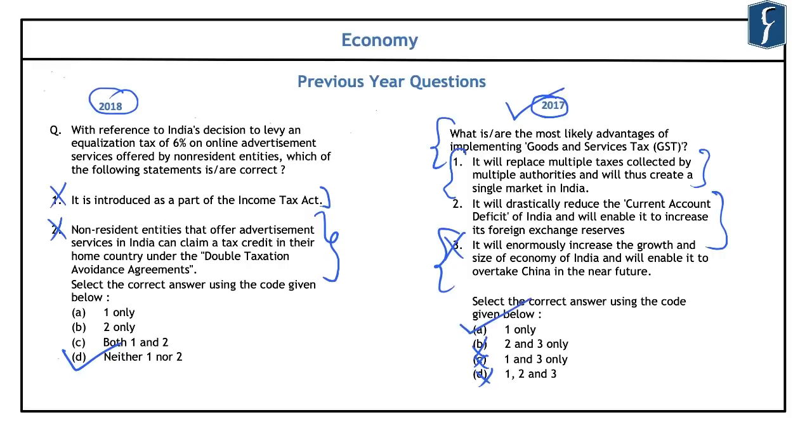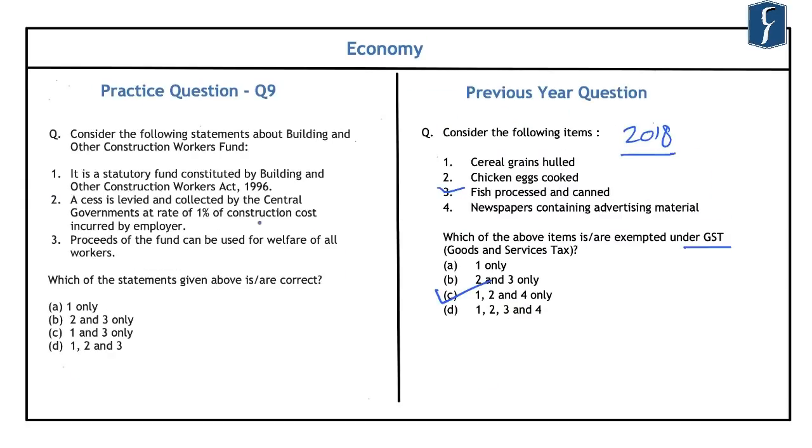So by solving these questions, we find that questions related to important tax decisions of the Government of India and other important tax related decisions are important for us from the preliminary examination point of view. So now if you look at this question, it reads, consider the following statements about the Building and Other Construction Workers Fund. First is that it is a statutory fund constituted by Building and Other Construction Workers Act 1996. Second is that a cess is levied and collected by the central government at the rate of 1% of the construction cost incurred by the employer. And third is that the proceeds of this fund can be used for welfare of all the workers.